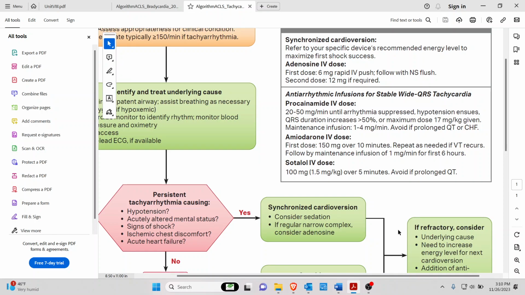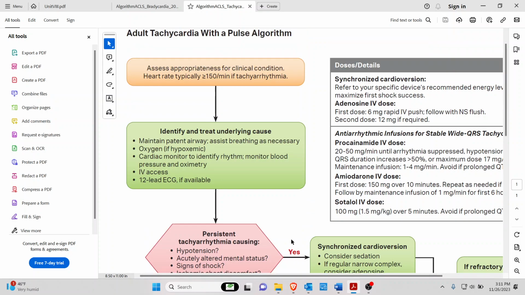You are going to reassess the rhythm after you perform a synchronized cardioversion, and hopefully you are going to see a conversion, a successful cardioversion of that tachyarrhythmia, hopefully into something like a sinus rhythm, something slower and less fatal than the tachyarrhythmia that they were in prior to that. And that's really all that you need to worry about for tachycardia.